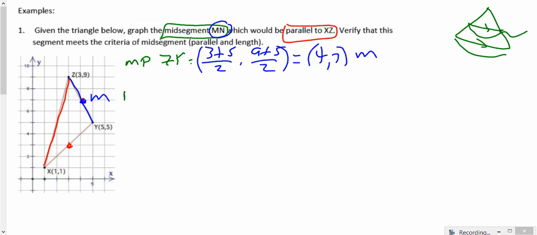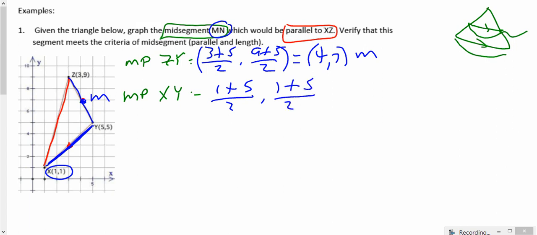Now let's find the midpoint of XY. So now we're focusing on this side of the triangle. Let's take the first x, and we'll call this one the first one here. We take the x of the first point, add it to the x of the second point, divide by 2. Take the y of the first one, add it to the y of the second coordinate, divide by 2. And that will give us 3 and 3. We will call that point N.